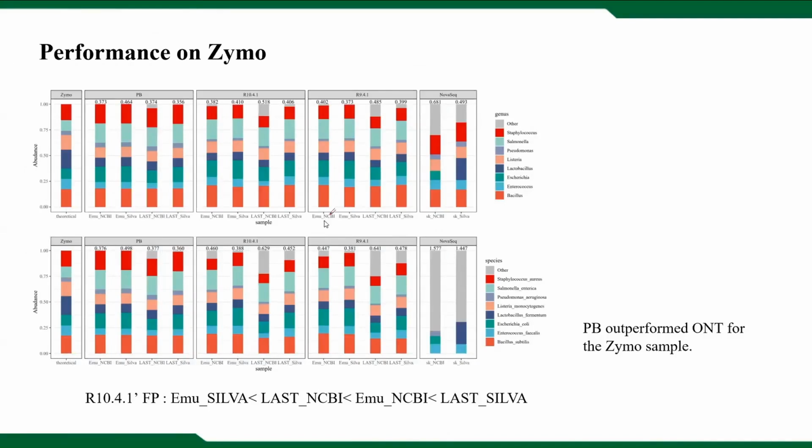Using LAST, the R10 platform gets a smaller L1 distance than the R9 platform across different databases. When using the LAST classifier to compare the same database, the L1 distance is as follows: Illumina less than R10 platform less than R9 platform. The L1 distance obtained using LAST Silva for Illumina data is the lowest. Illumina data has the maximum L1 distance. Illumina outperformed Nanopore for the Zymo sample.